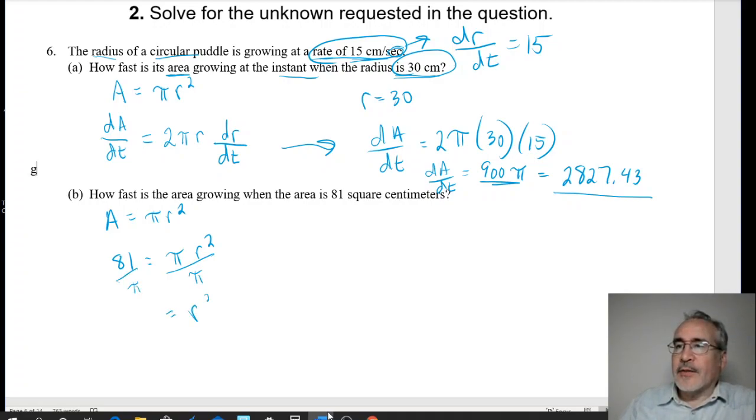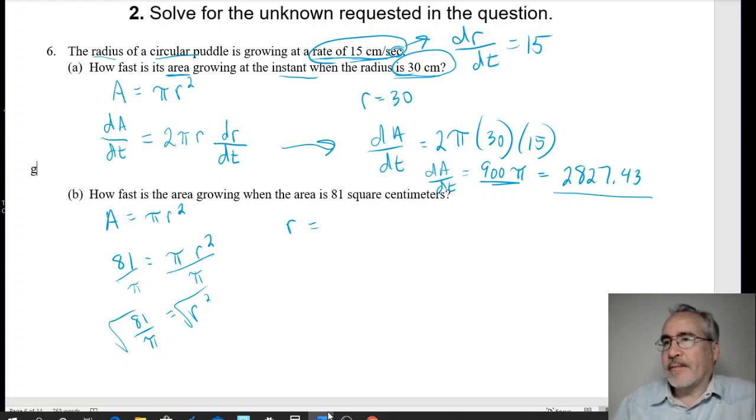And we get that r squared is equal to 81 over pi. Take the square root of both sides, which gives us a plus or minus, but a negative radius really doesn't make any sense. Square root of 81 is 9. Square root of pi is the square root of pi.